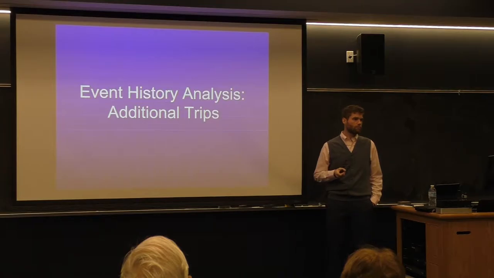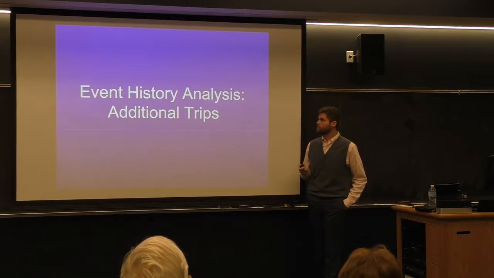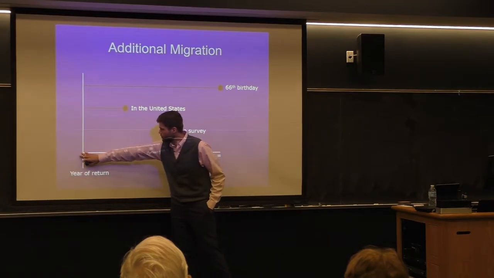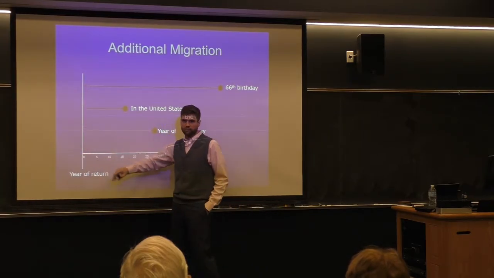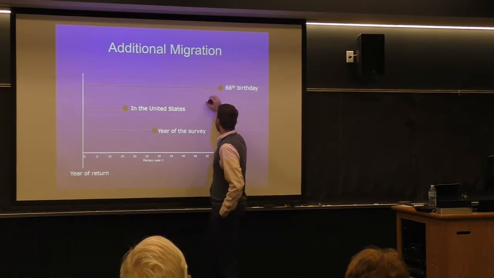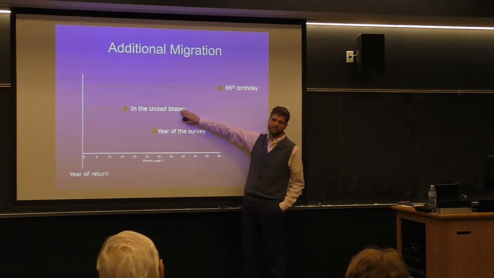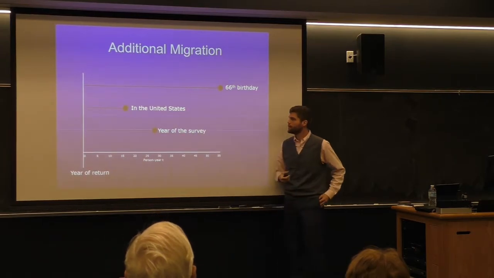So next, I'll turn to models for examining additional trips. And here I'll follow migrants beginning from the year they return to Mexico from a trip to the US, so they've accumulated this experience, up until their 66th birthday or the year of the survey, and then censoring any time in the US on additional trips.